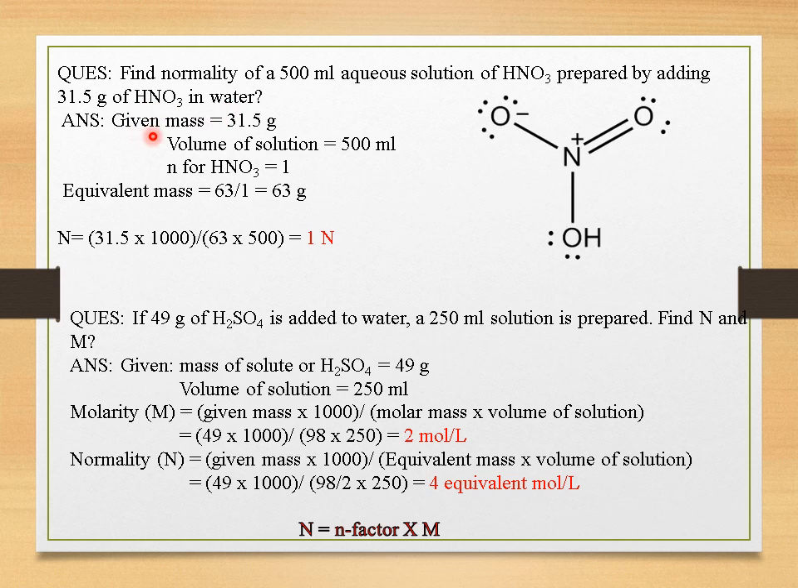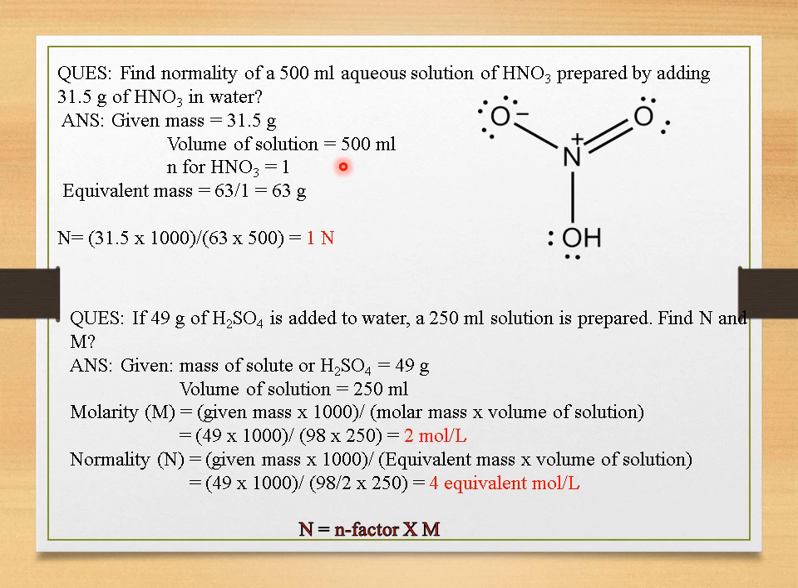The mass of nitric acid is given to me, which is 31.5 grams. The volume of the solution is given to me, which is 500 ml. Now, first, I need to find out the N factor. The mass of the solute and the volume of the solution are given. I need to find out the equivalent mass. If I find the equivalent mass, I can easily find the normality of the solution, because that is what is asked in the question.